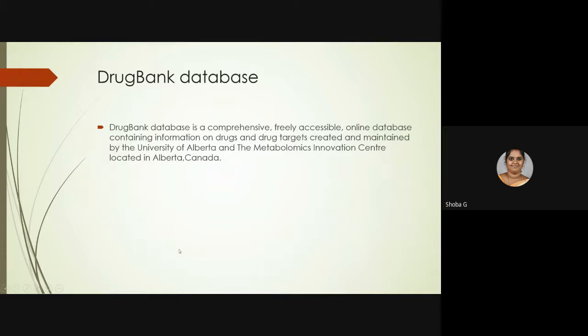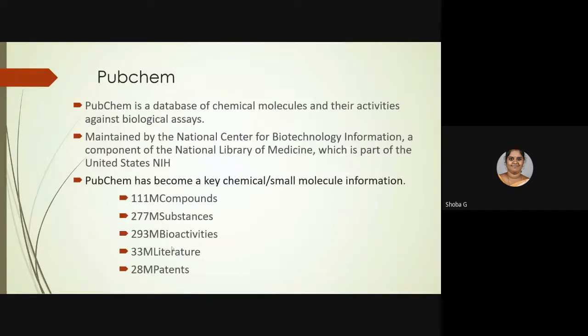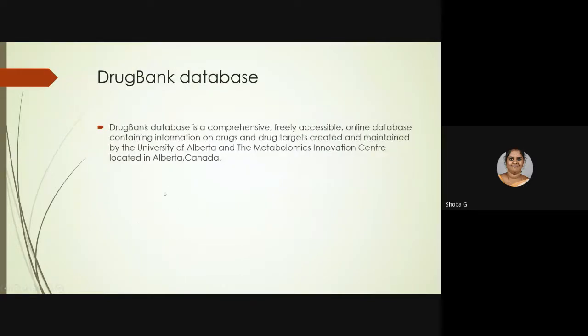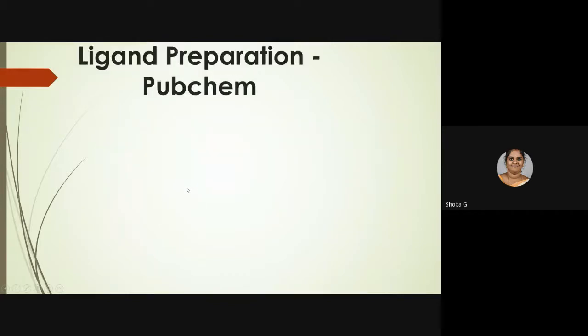DrugBank is another database where you can find complete information about drugs and drug targets. It is maintained by the University of Alberta in Canada. So these are the two main drug compound databases we use. Today we are going to see about PubChem.